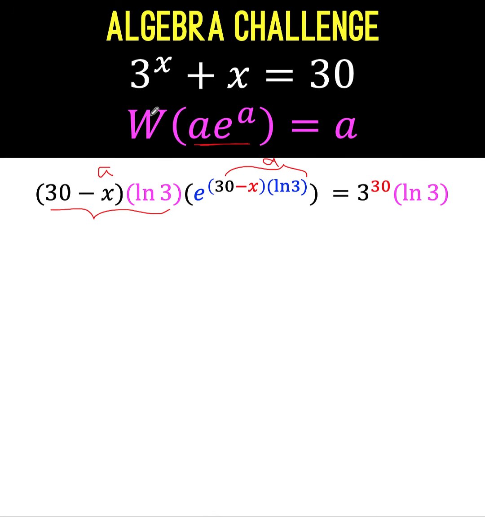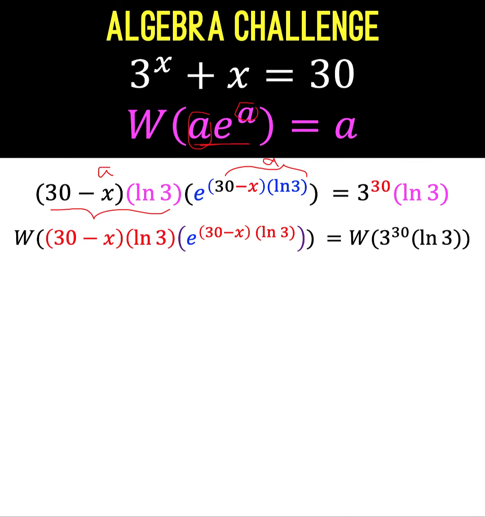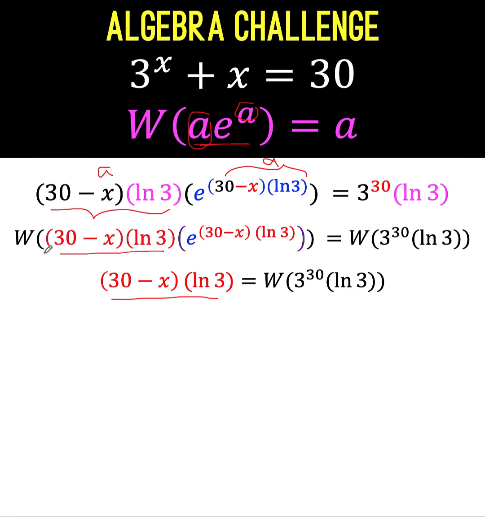So we now have the form a times e raised to a, which is exactly this part. And based on the Lambert W function, the Lambert W of the quantity a times e raised to a is simply a. Whatever is a, that is the value of this Lambert W function. So, if we take Lambert W of both sides, this left side would just be our a. And our a is 30 minus x times ln 3. So this is now our a after applying the Lambert W function at the left side here.